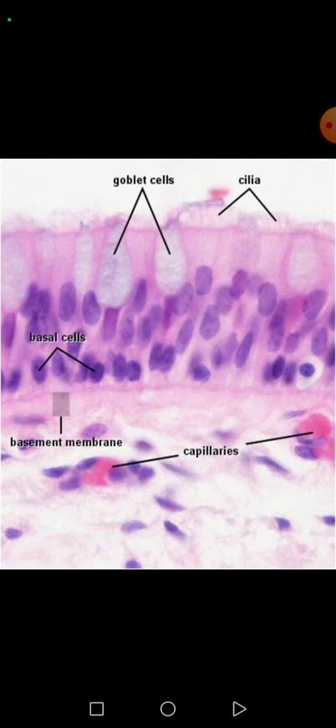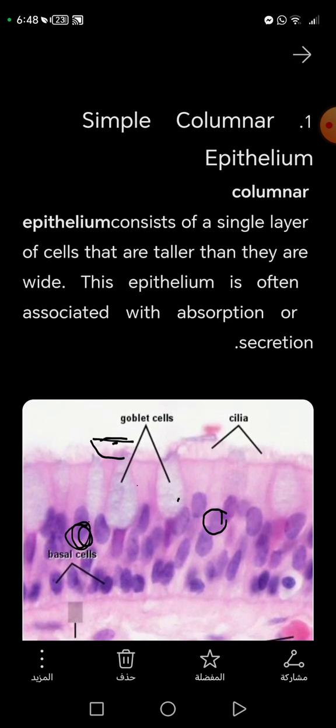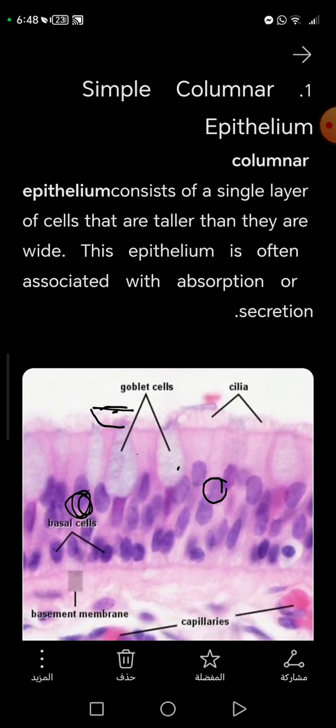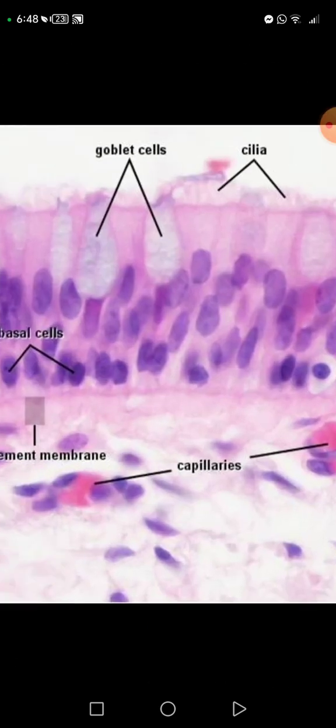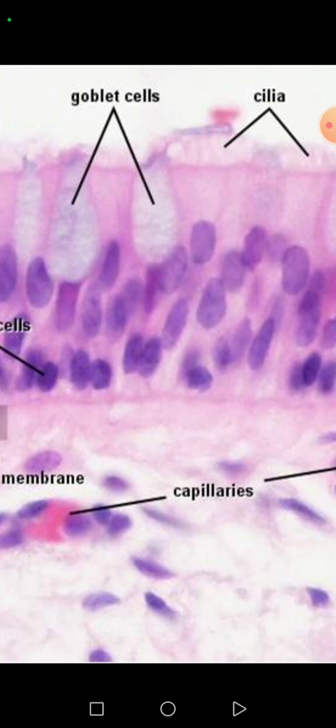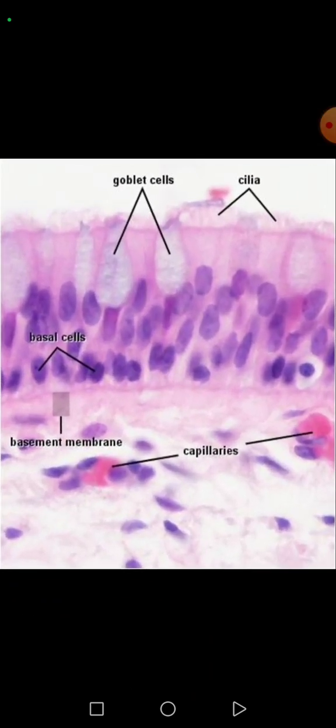So here we have the columnar cells. Columnar cells, as I said, are single cells that are taller than they are wide. Their height is more than their wideness. Here the nucleus appears large and oval, tall and oval. This is the columnar. You can see it looks like columns.